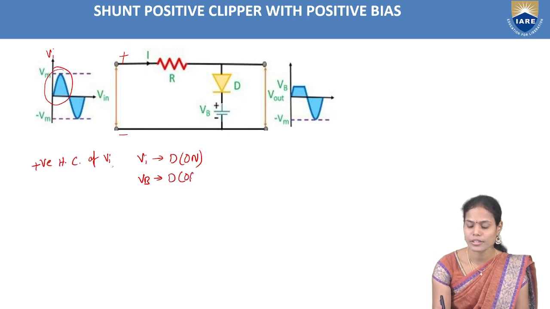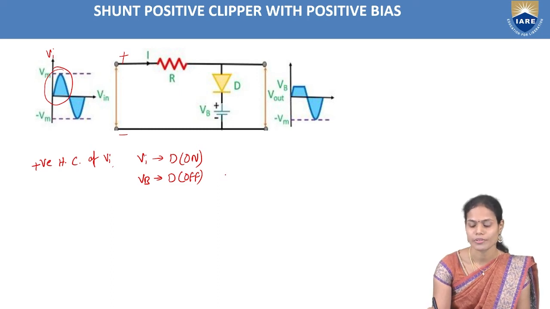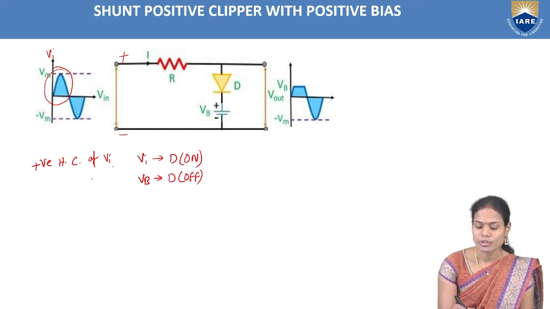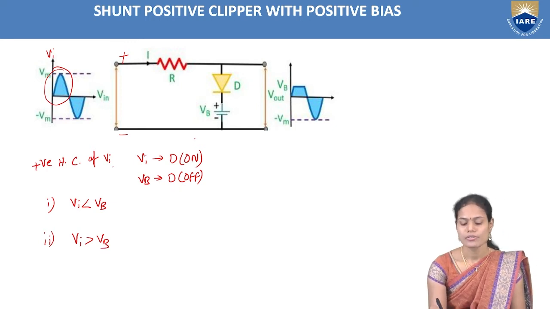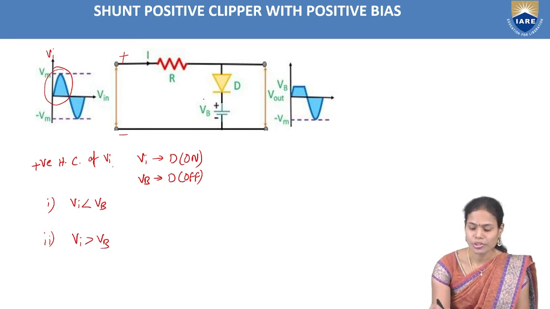So that is making the diode into the reverse bias condition, so that it is in off state now. Again we have to check for two conditions here: whether the input voltage is less than the battery voltage, what will happen, and if the input voltage is greater than the battery voltage, what will happen. So my input voltage is less than the battery voltage. At that time the diode will enter into the off state.